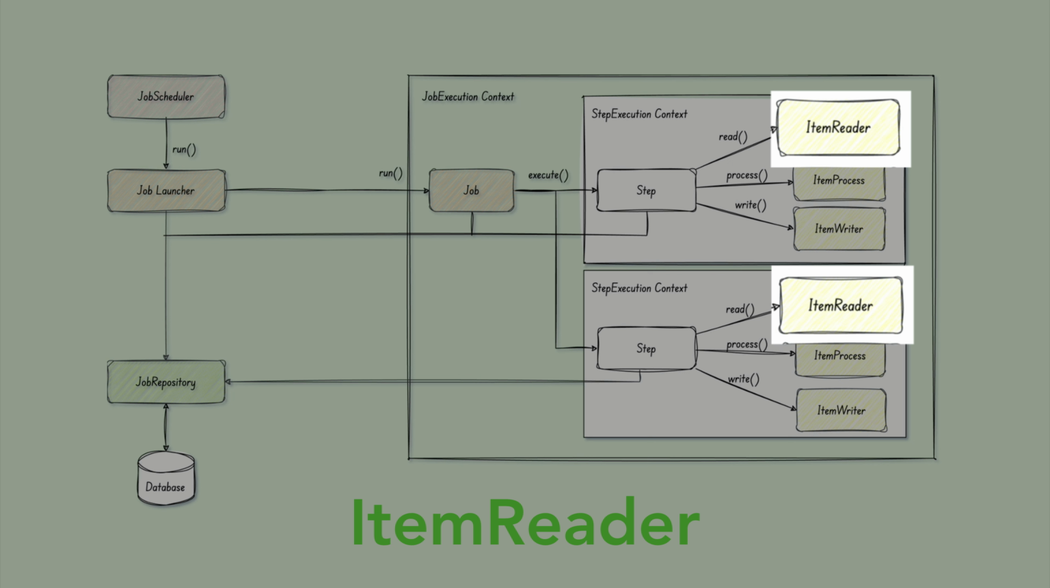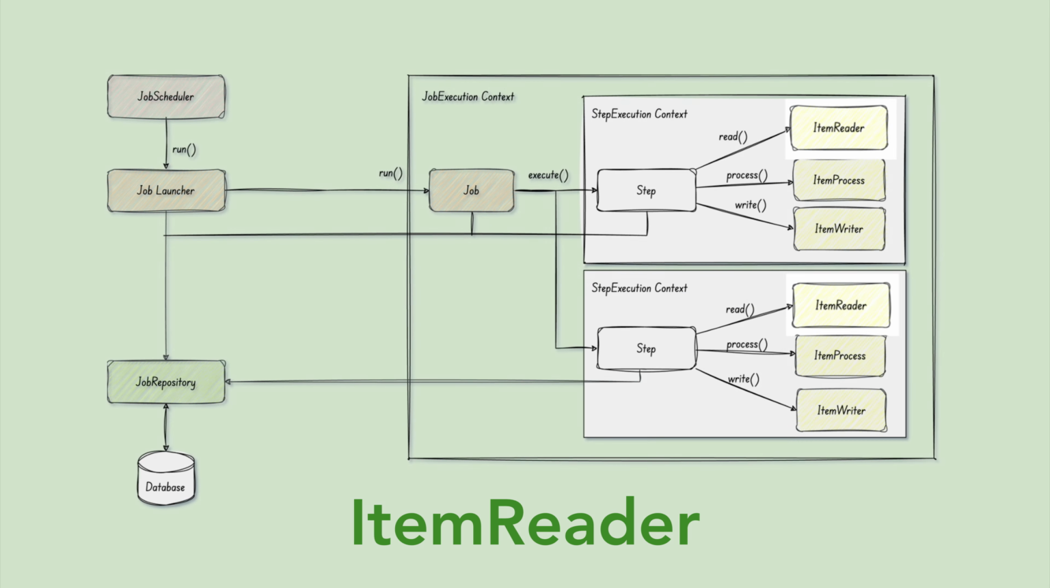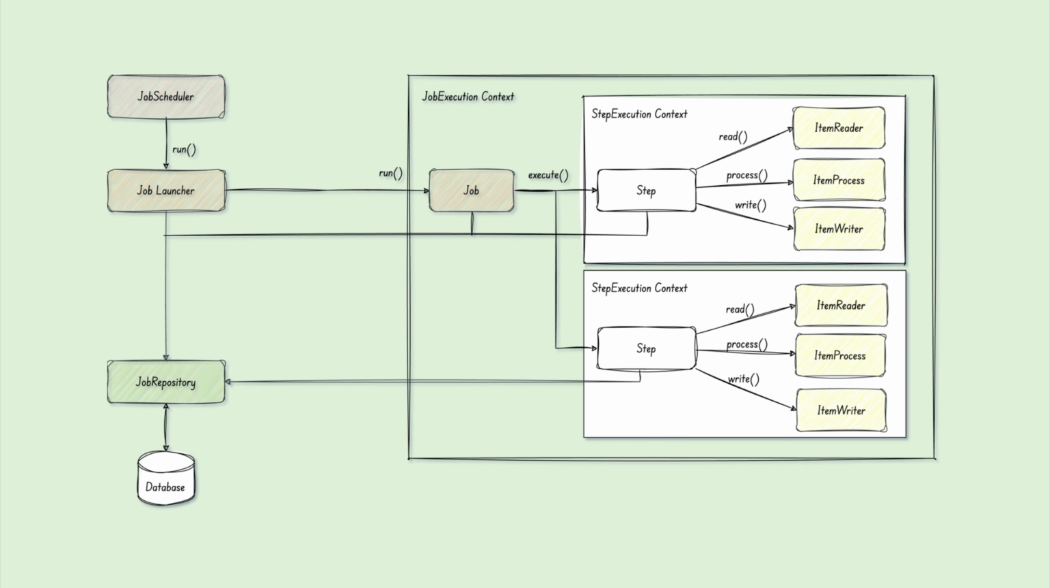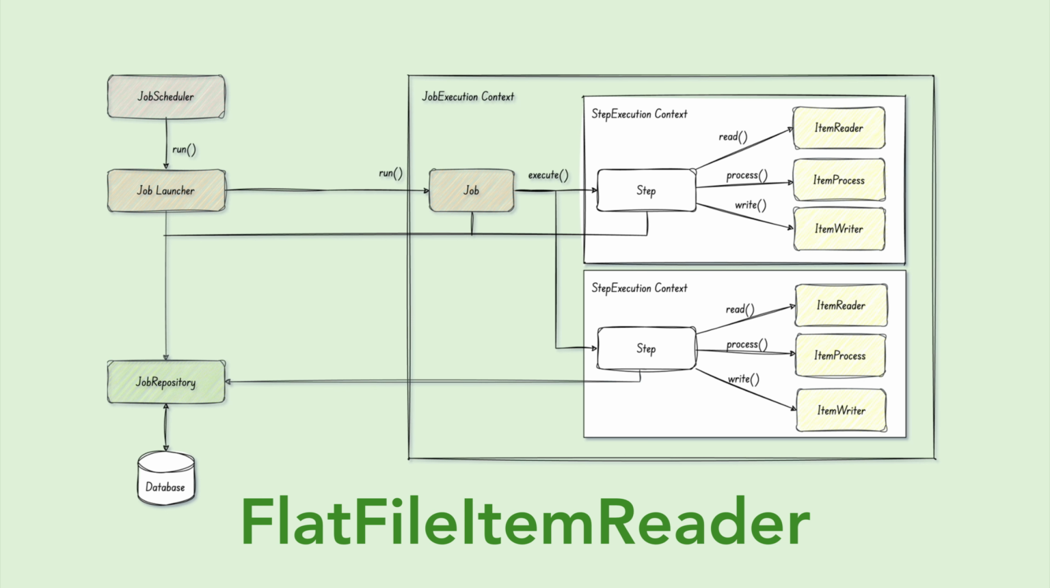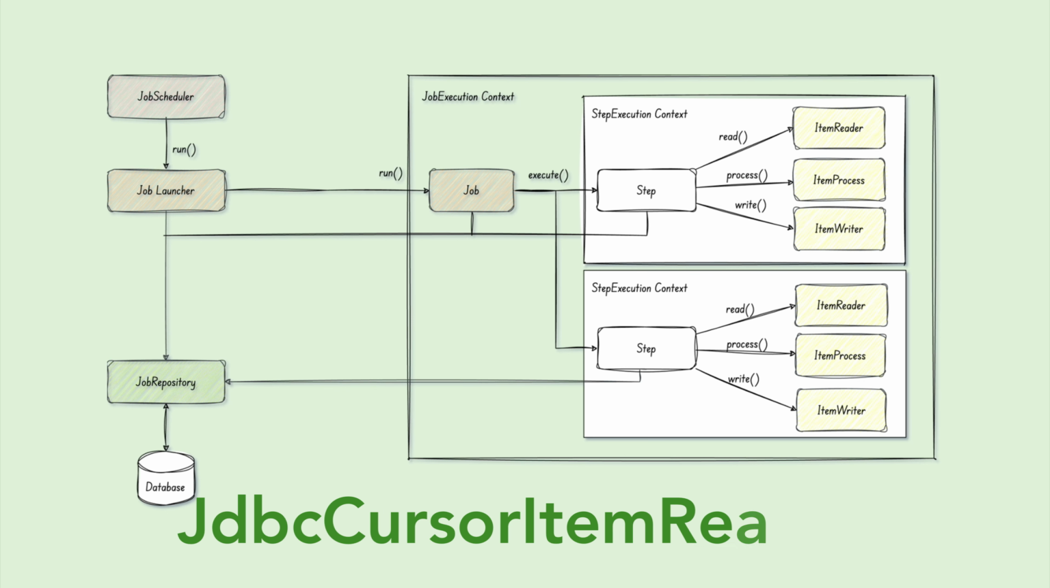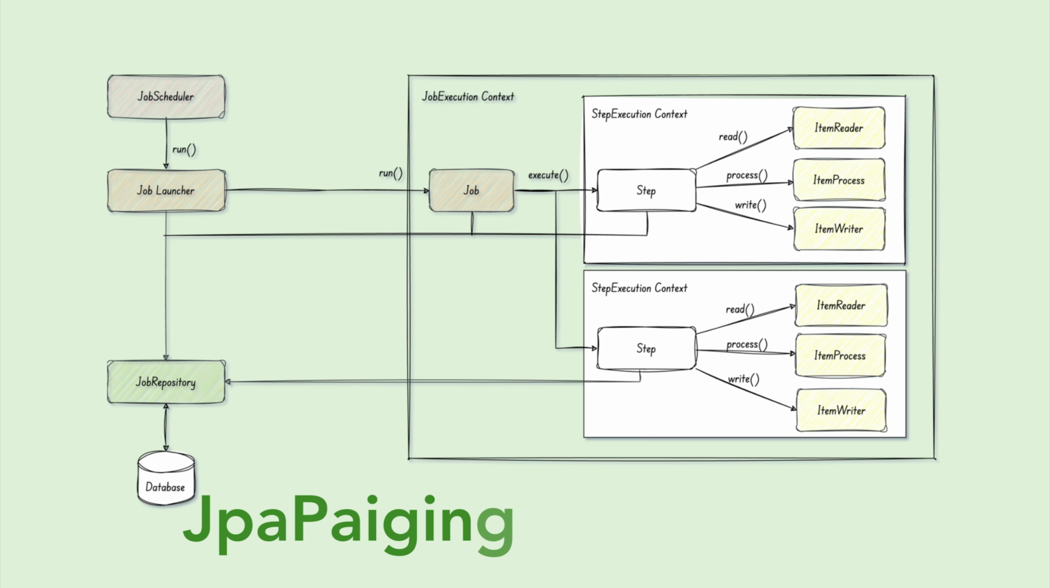If there are no more items to read, then it returns a null object, which indicates that it is the end of the input. Spring Batch provides multiple implementations of the item reader. For example, it comes with a flat file item reader, JDBC cursor item reader, and also JPA paging item reader. The flat file item reader can be used for reading the data from flat files like CSV files, and we can use the JDBC cursor item reader for reading the data from a database using the JDBC cursor.